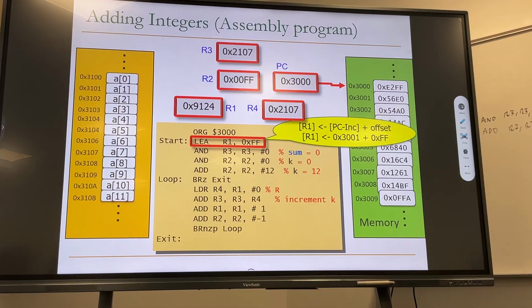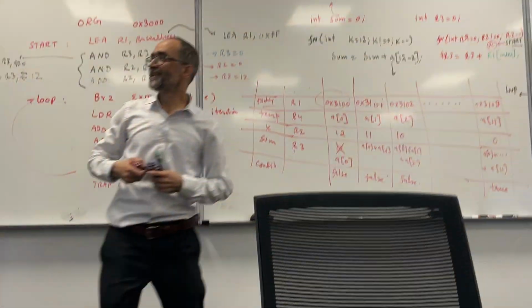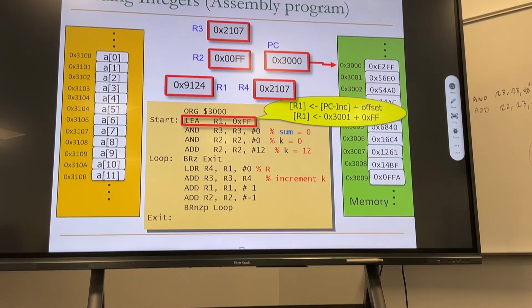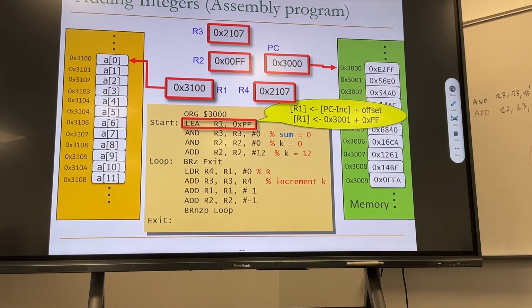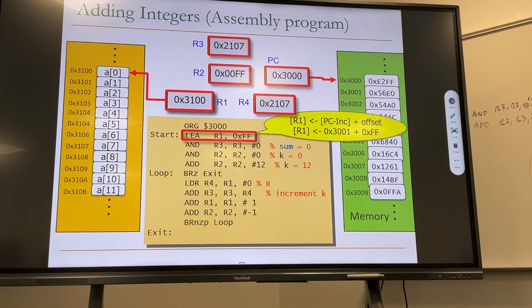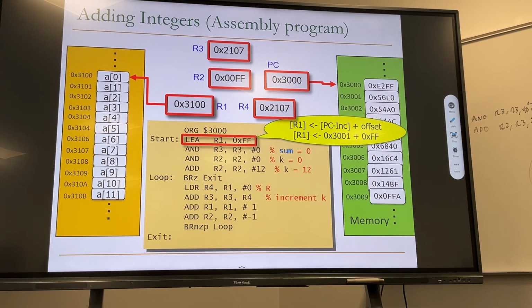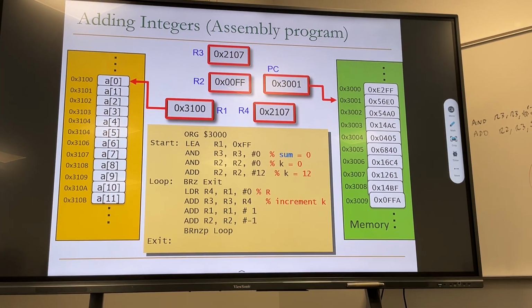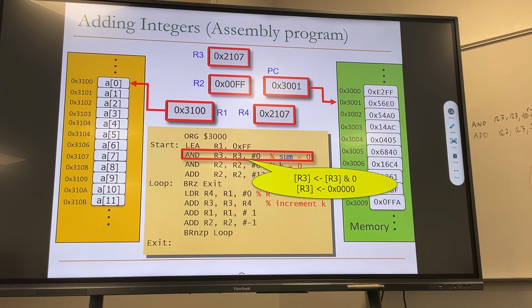What will be the initial value of R1? 3100. So R1 will point to the first location. Please look here. Now R1 points to the first location. Clear? Then we go to the next instruction. PC points to the next instruction.